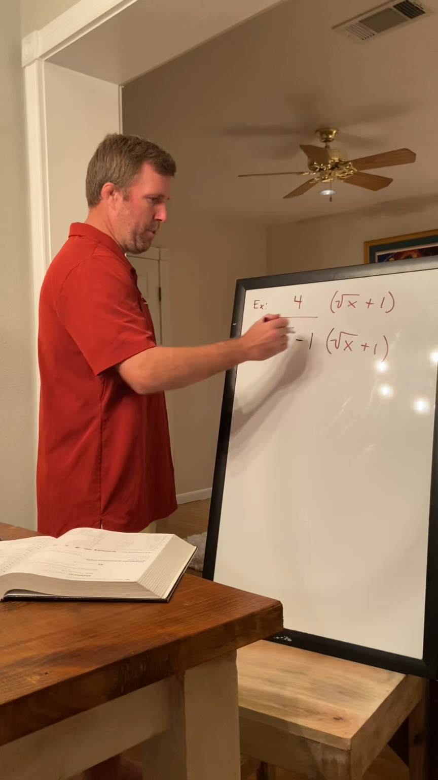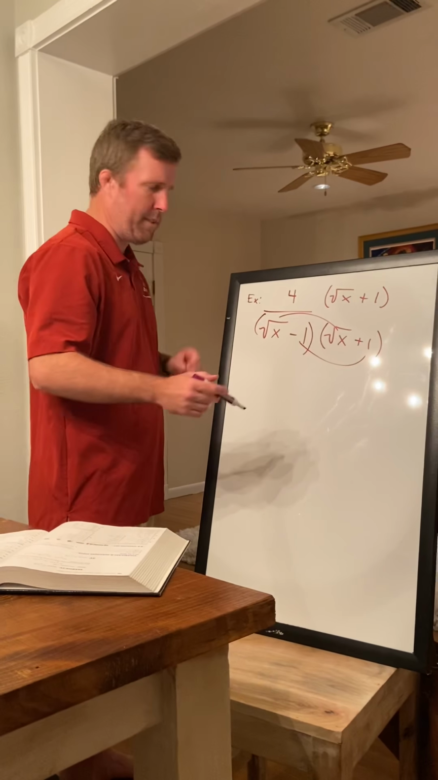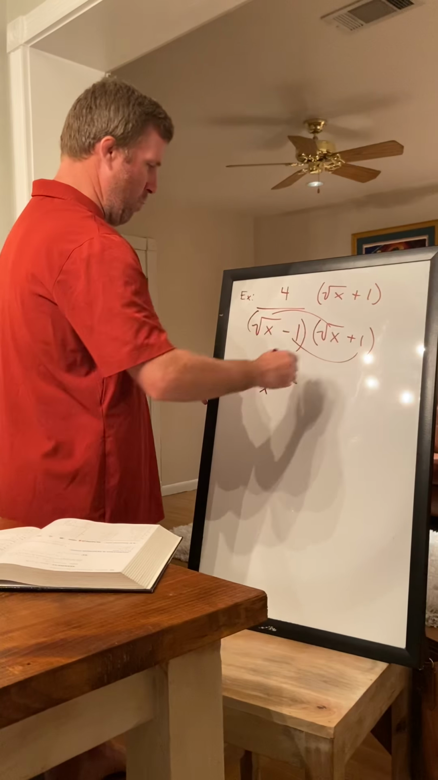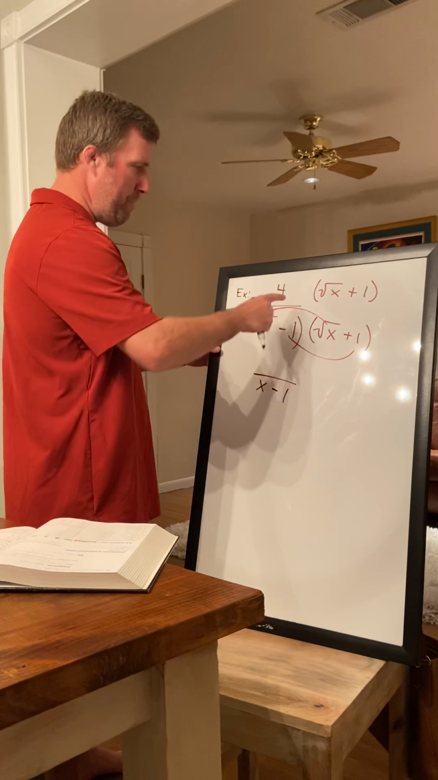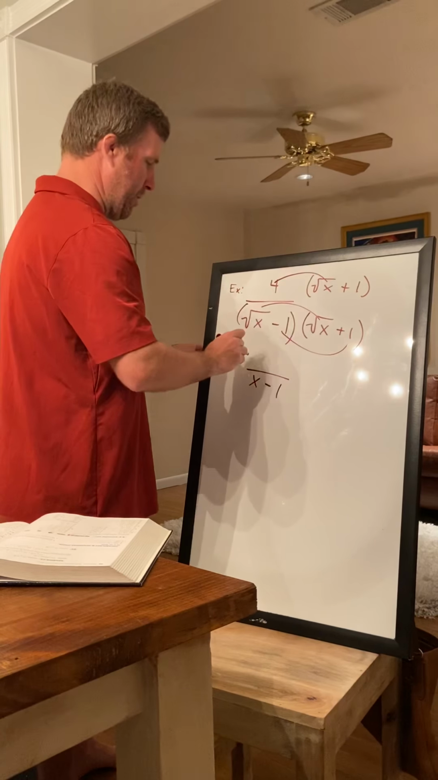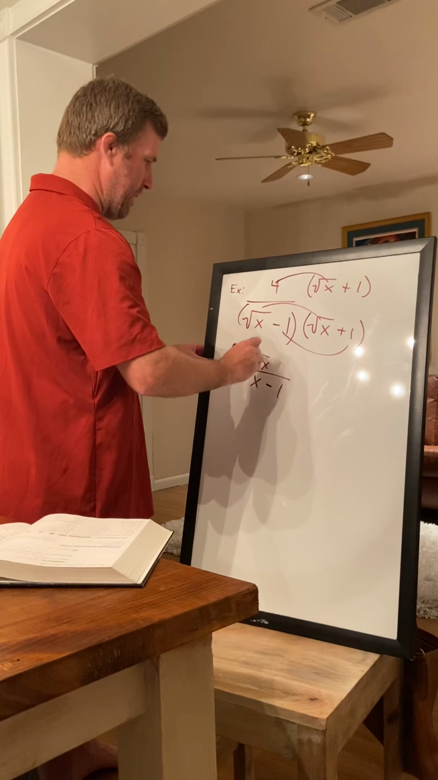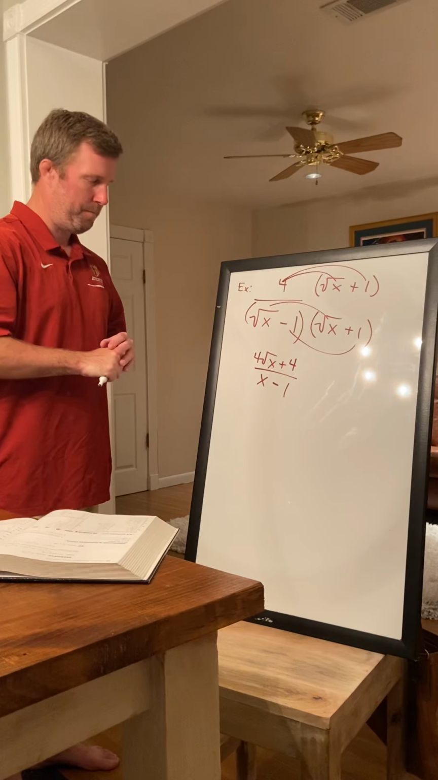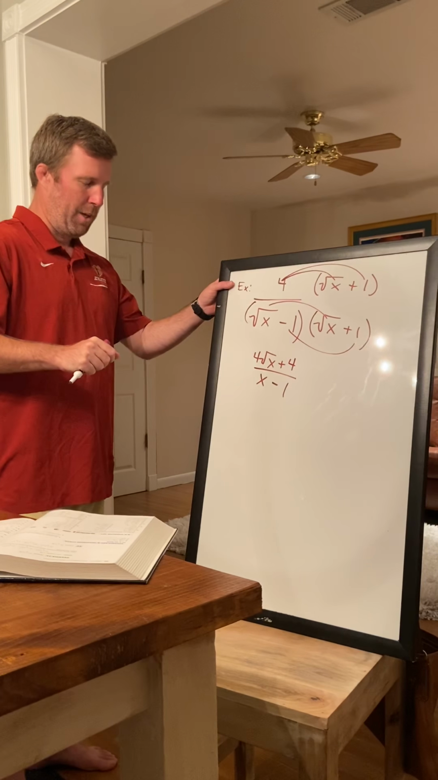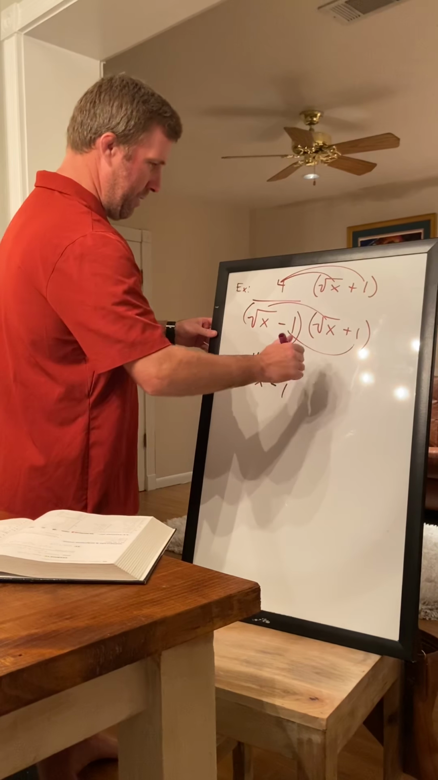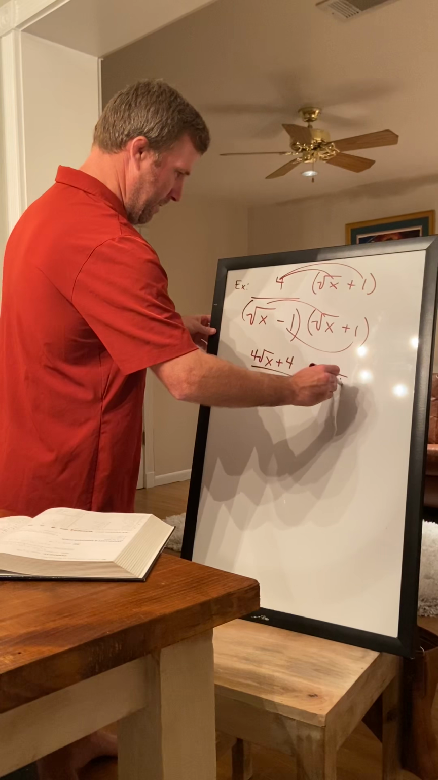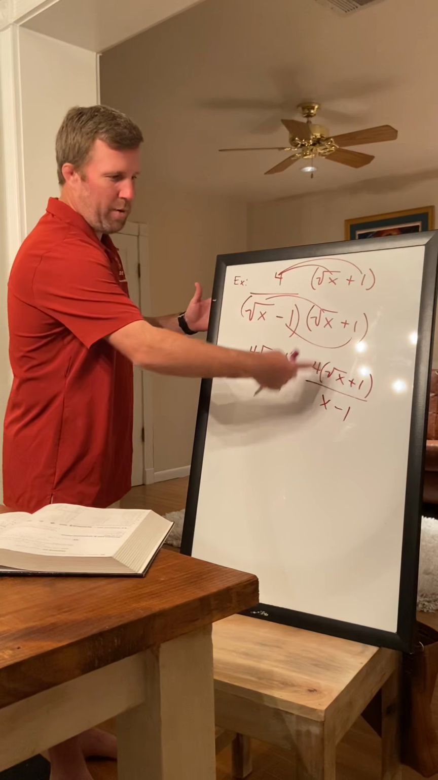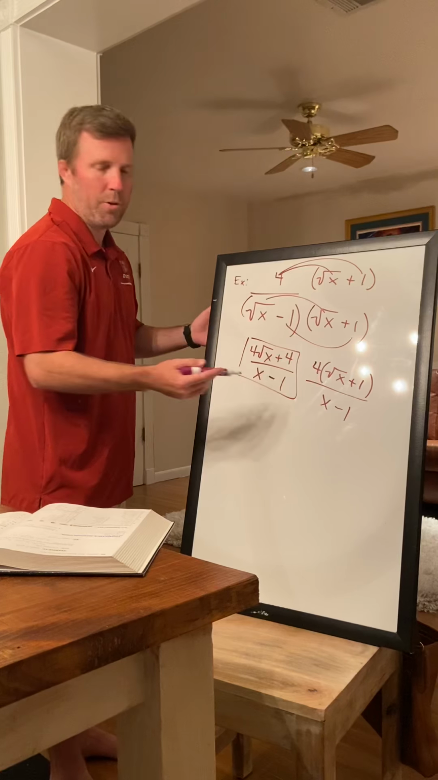These are conjugates, so when I multiply them, do first times first, last times last. Square root of x times the square root of x is x. Negative 1 times 1 is negative 1. On the top here, 4 times the square root of x is 4 square root of x. 4 times 1 is 4. Okay? We can factor out a 4 here. But there's no canceling I can do, so I will accept either answer.